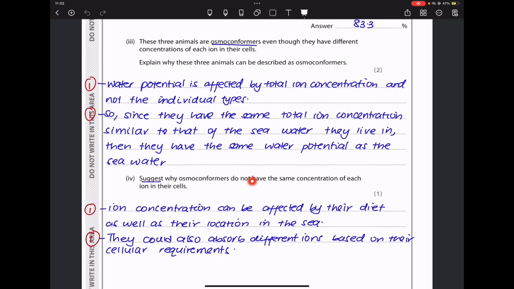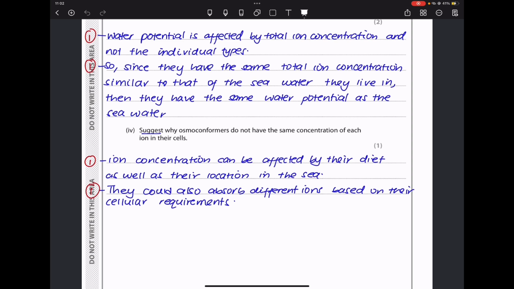Then suggest why osmoconformers do not have the same concentration of each ion in their cells. This is because there is a possibility that some ions are needed more in specific cells, and also these osmoconformers could be feeding on different diets that can deliver different ion concentrations. So I said ion concentration can be affected by their diet as well as their location in the sea. They could also absorb different ions based on their cellular requirements, and that is going to cause the different concentrations within the cells.